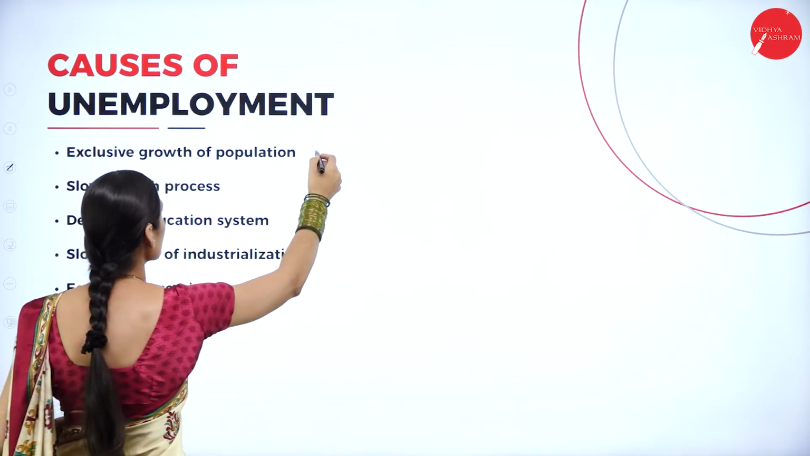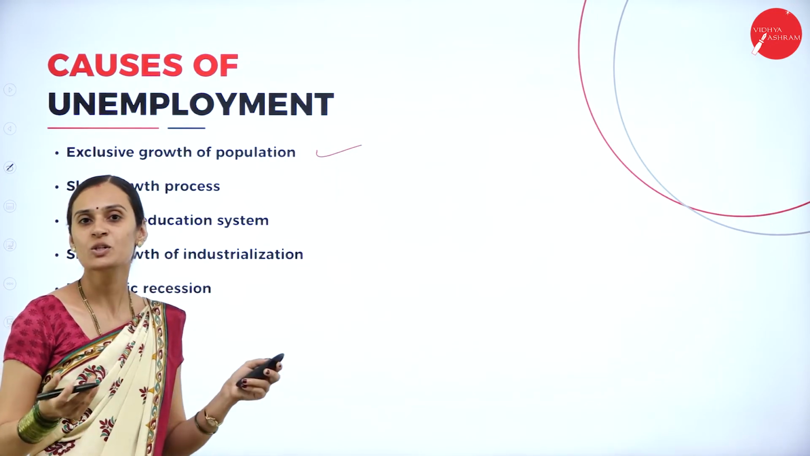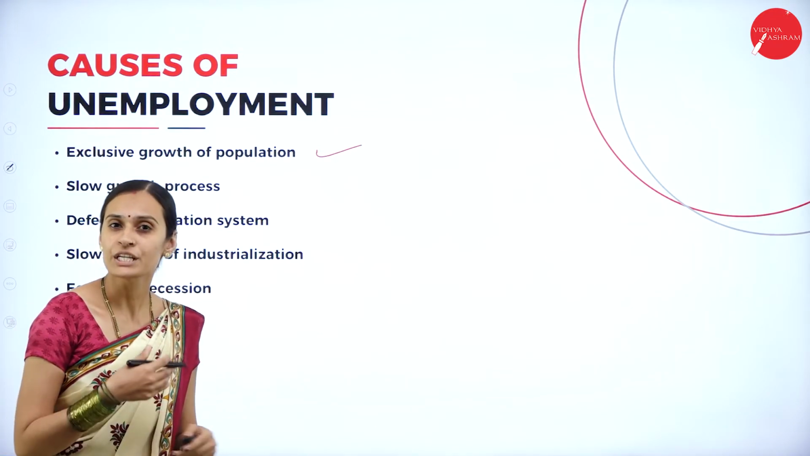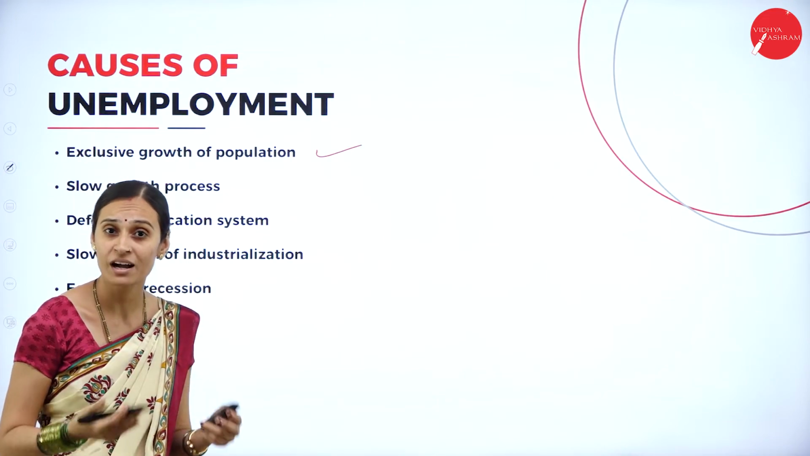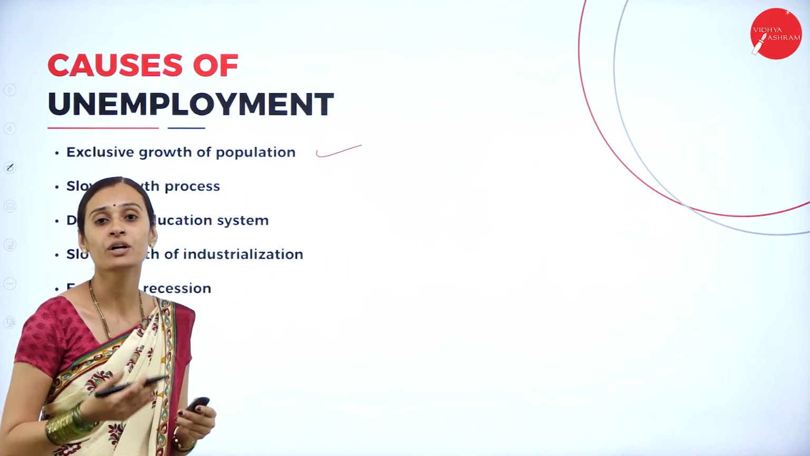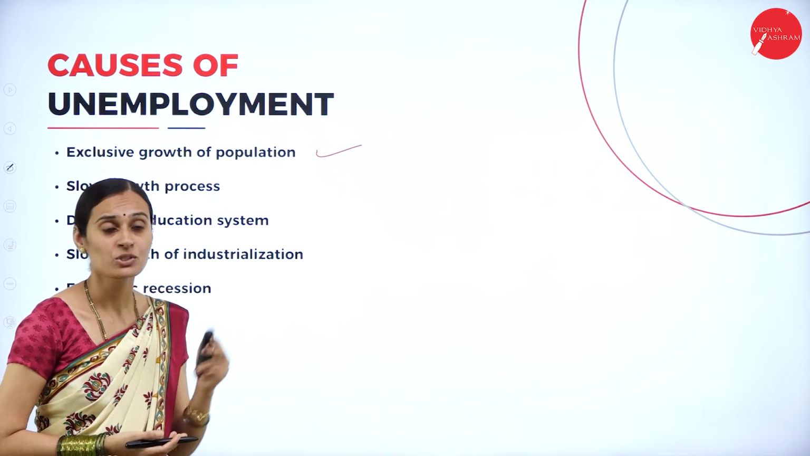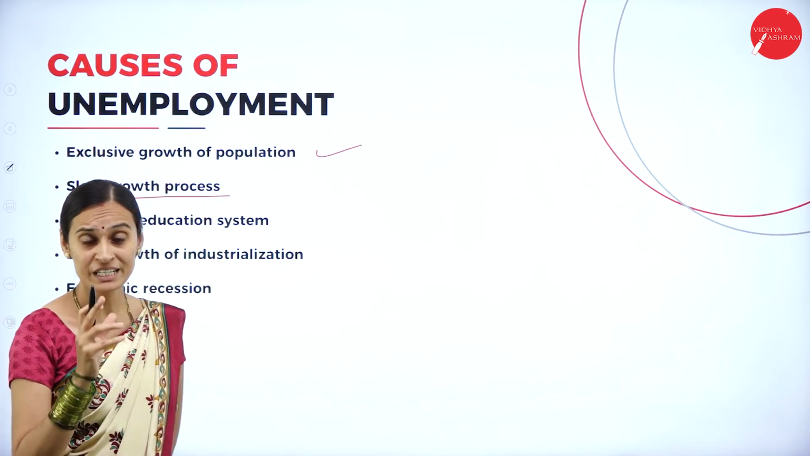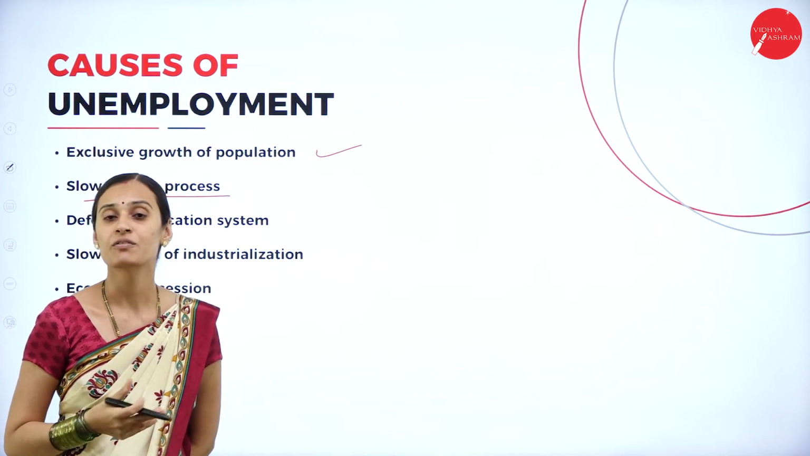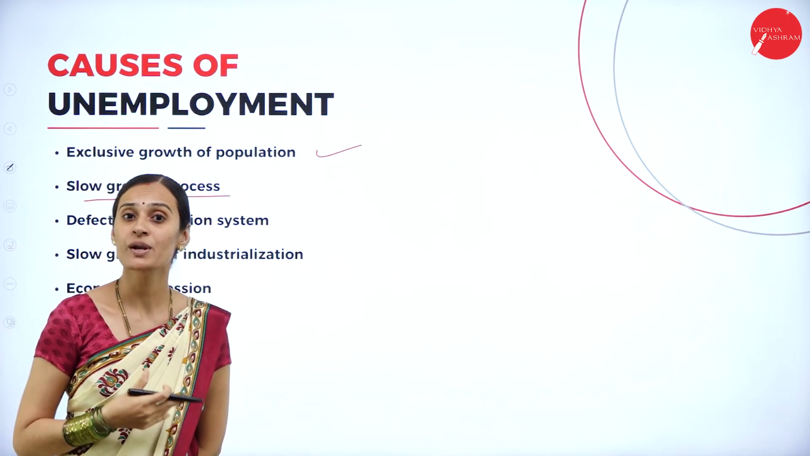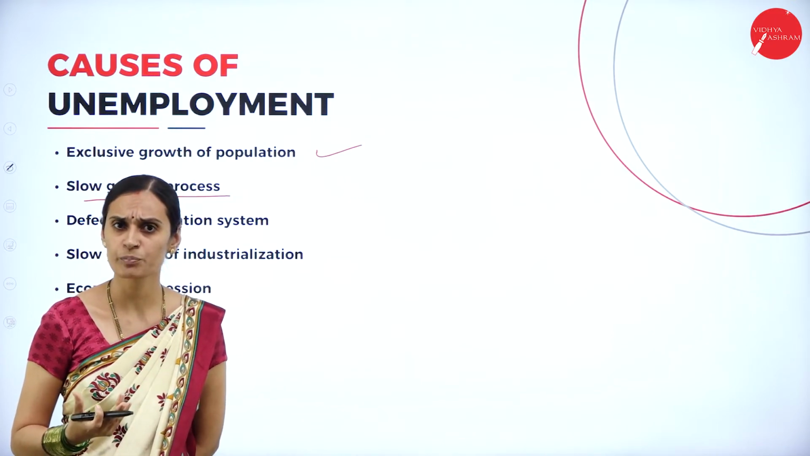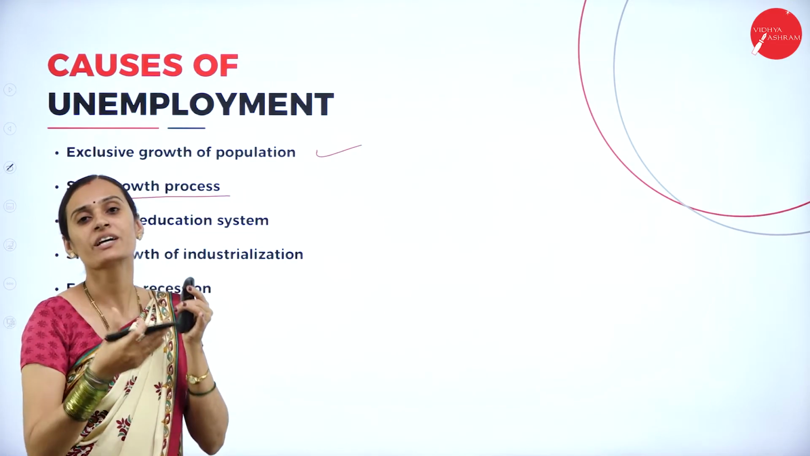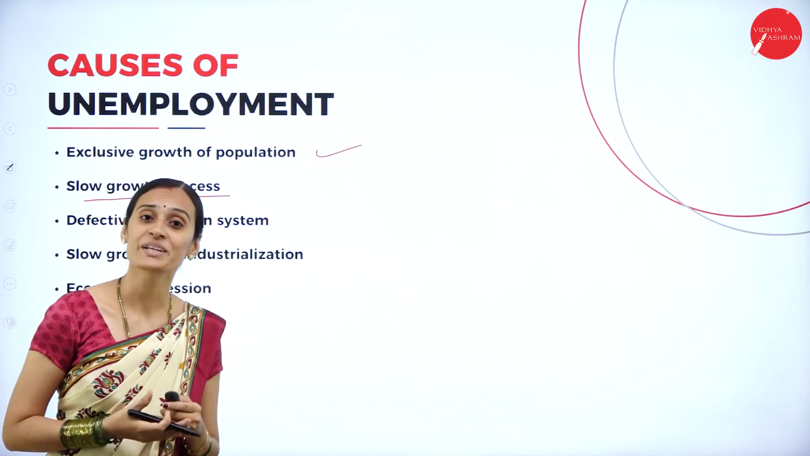First one, excessive growth of population. It is not possible to open opportunities for all the persons. The rate of population increase is very high, but compared to that, economic growth is very less. So that is the main reason. And second one, slow growth process. Economic growth is indicated by improving the service sector, the industrial sector, the agriculture sector, and infrastructure development. The process of developing all these sectors is very slow, so the creation of employment opportunities is also very slow.